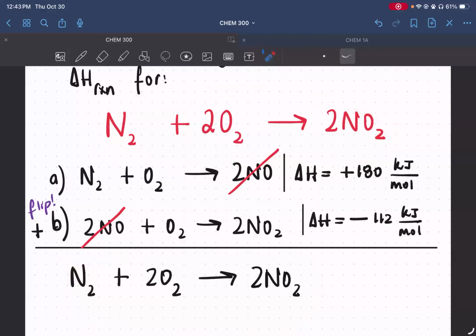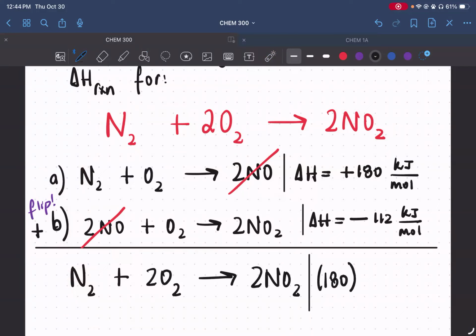You see, it isn't enough to just add the reactions together. In some cases, we will need to manipulate the equation. We can see here in B, we had to flip it. And just as we added the reactions together, guess what we're going to do to the energies? We're going to add them together.